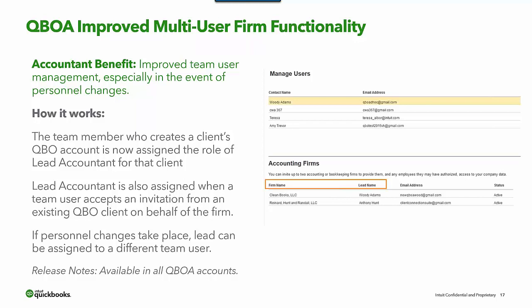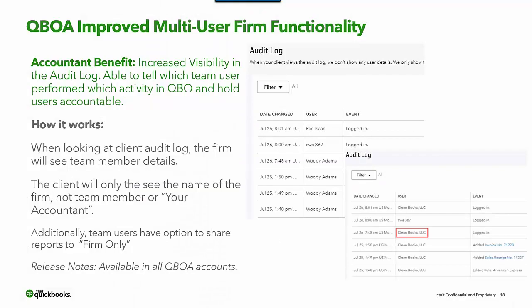Now, some firms have set up a generic email address to have the clients invite or to be the master admin of the firm books, and that's okay too. Just know that that name is going to show here in addition to the firm name. What this has also done that's really exciting in my mind is made it so that you have some increased visibility in the audit log. So you're able to tell which team user performed which activity in QBO and hold those users accountable.